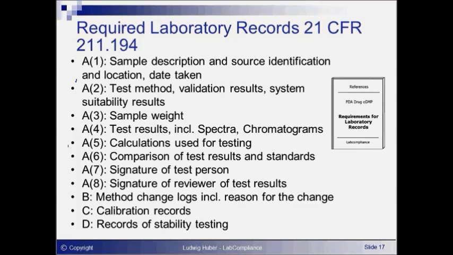Interesting here are calculations, comparison of test results, which is also important, and standards, and signatures of the test person. I could show you warning letters examples for all the subsections. For example, in one warning letter the signature of the test person was not there, and there was a signature of the supervisor, and the inspector said no, the supervisor is not an adequate representation when it comes to making a signature.